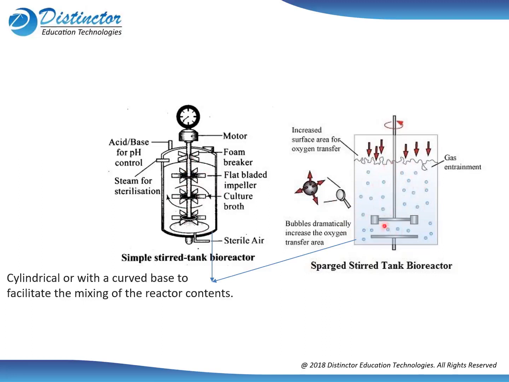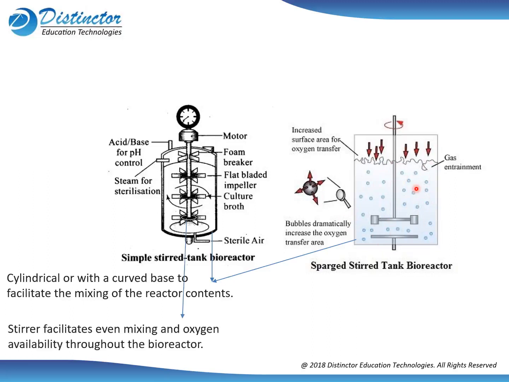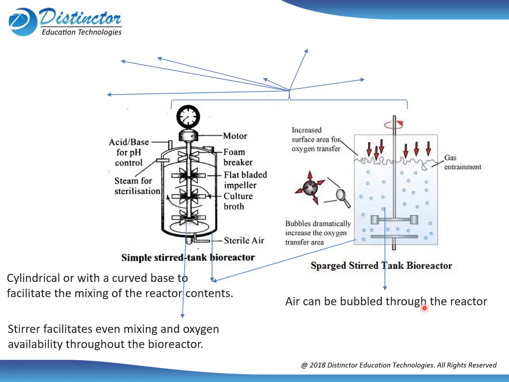This provides proper aeration, and with proper aeration there is proper microbe growth, so only then can we get a larger number of products. The stirrer facilitates even mixing and oxygen availability throughout the bioreactor. Air bubbles can be bubbled through the reactor, and that facilitates the oxygen content.